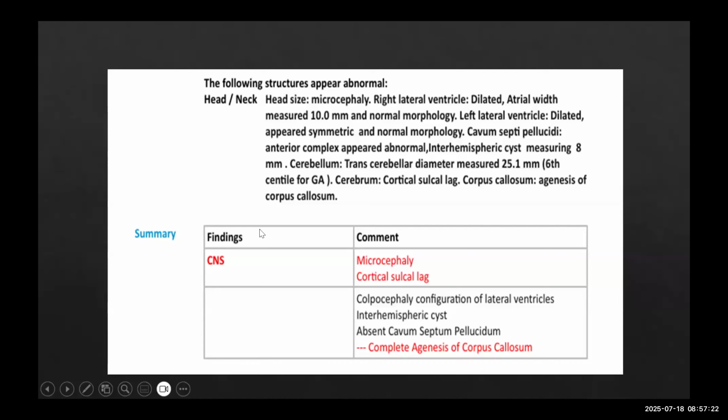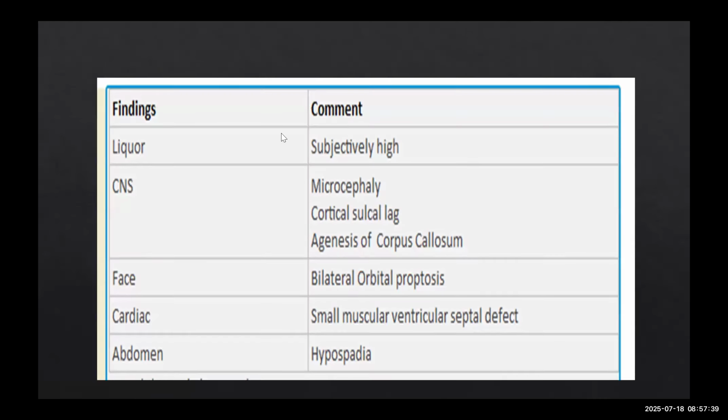So these are the CNS findings where we found microcephaly, where the HC was at first centile, with cortical sulcal lag, colpocephaly configuration of the lateral ventricles, interhemispheric cyst, absent cavum septum pellucidum, which denotes complete agenesis of corpus callosum. Along with the other findings, bilateral orbital proptosis, muscular VSD, and hypospadias, and the Likert was subjectively high.